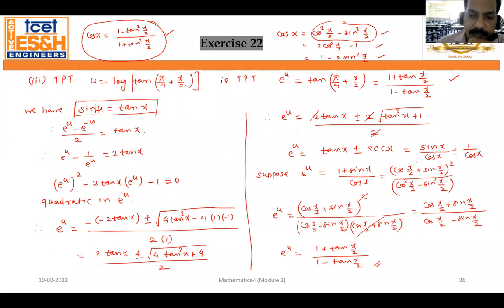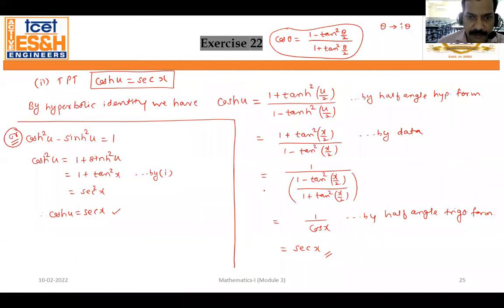Is it clear, everybody? Is this clear? Hello? Is it understood? So this is how one can handle this last example of exercise 72.